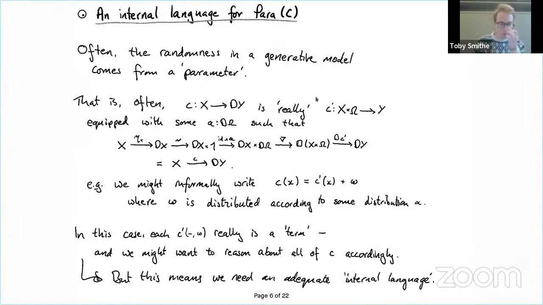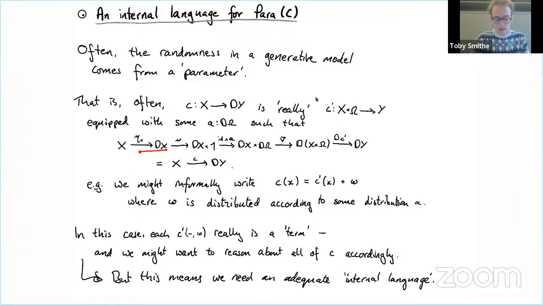Okay, great, that's back. As I mentioned at the beginning, the randomness in a generative model often comes from a parameter. So we've got this C, a map X to distributions on Y. In a lot of situations, particularly in science, these are deterministic maps C' from X times omega, for some noise space omega, into Y. We bring along some distribution on omega to make it act like a noise space, and we push this noise forwards through the map to get this channel X to DY.